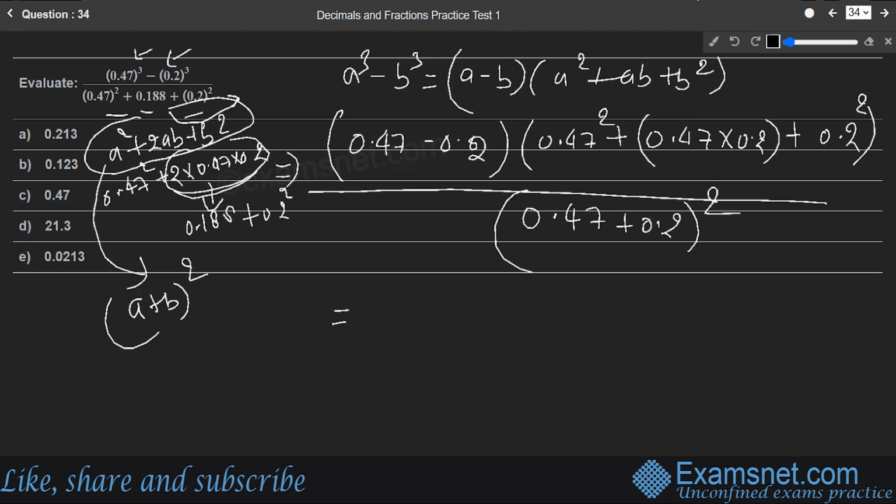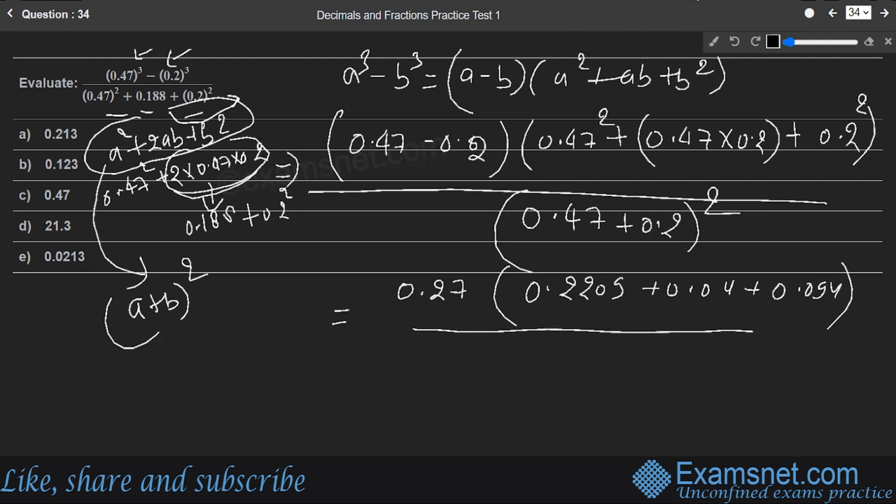Now how much does this become? This becomes 0.47 minus 0.2, which is 0.27. If we solve the expression inside, it comes out to be 0.2209 plus 0.094 plus 0.04. And in the denominator, 0.47 plus 0.2 is 0.67 whole square. So we need to solve these numbers.